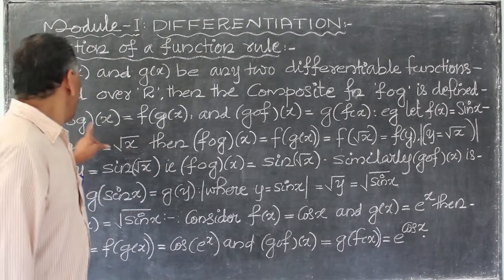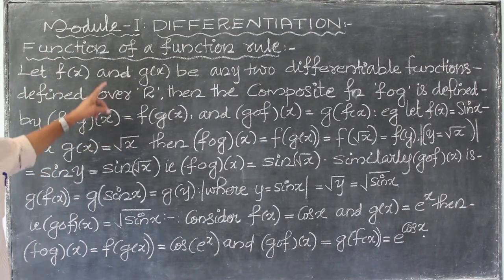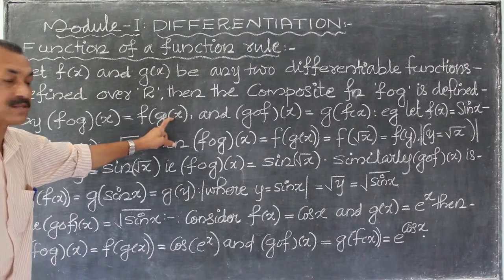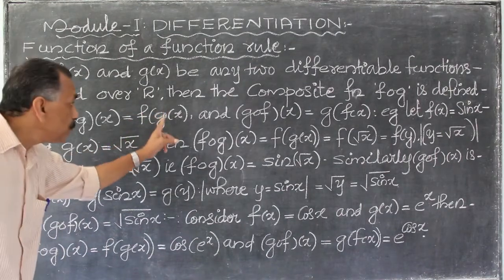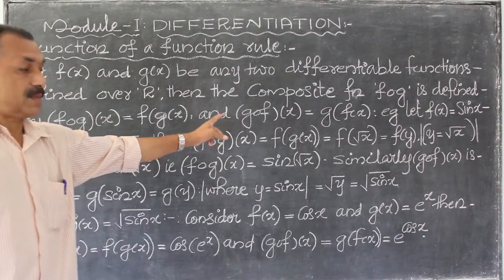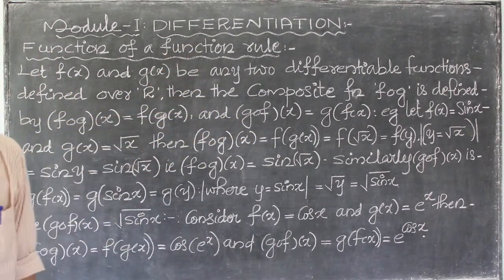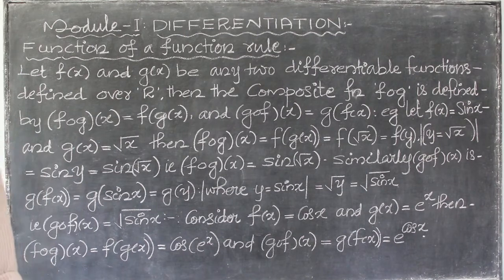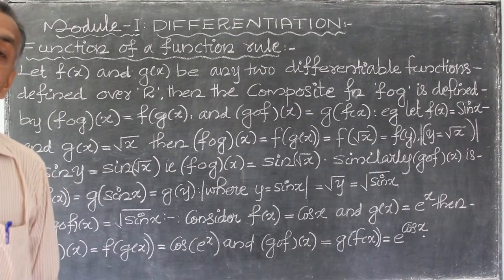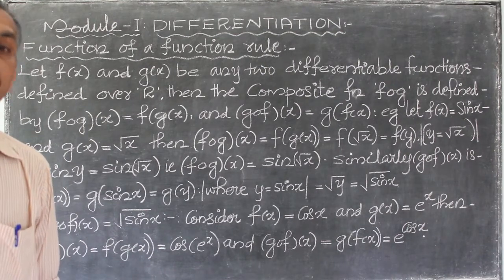The f∘g means f is a function of g of x, and f is a function of u, where u is g of x, a function of x. Second, function of a function means it is the composite of two functions, f and g, defined by f∘g of x is equal to f of g of x.